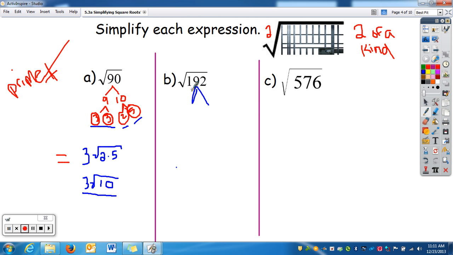So let's look at 192. Well, I know 3 goes into it. And 3 goes in there 64 times. And 3 is prime, so I'm going to circle 3. 64 is 8 and 8. Then we have 2 and 4. And over here we have 2 and 4. These 2's are prime.